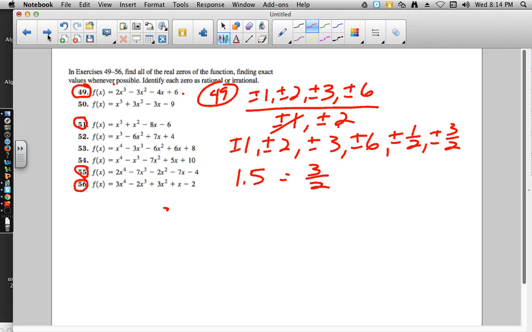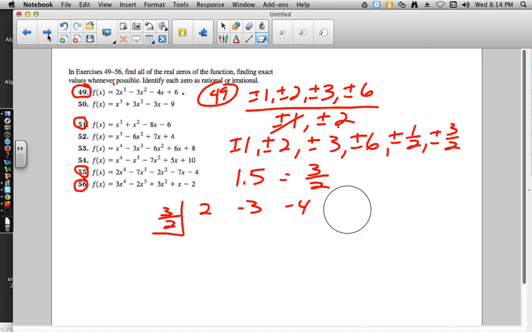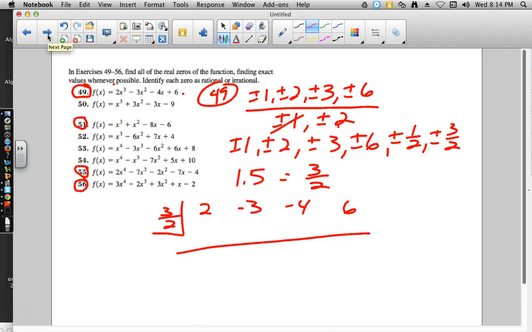because we can do synthetic and get this down to where it will be easier for us to find those last zeros. So we're going to do synthetic with 3/2 with 2x cubed minus 3x squared negative 4x plus 6. And what I'm doing while I'm writing this down is I'm just double checking that they're in standard form and there's nothing missing.